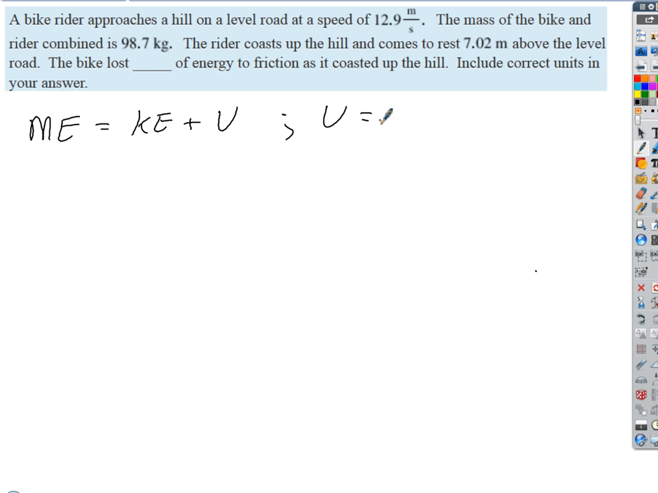U is defined, remember, as mgh, right? That's the amount of energy we've stored gravitationally by moving an object up a hill, for example. So what is U? What does U mean? Gravitational potential energy. So that's mgh.